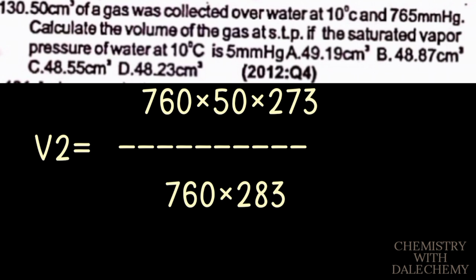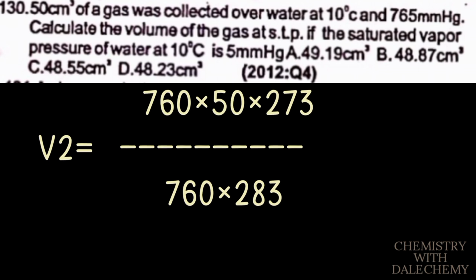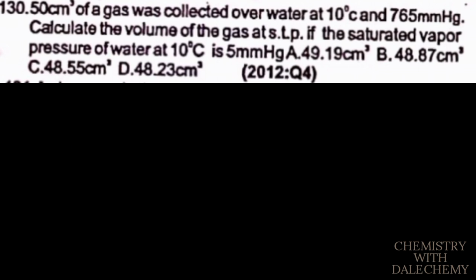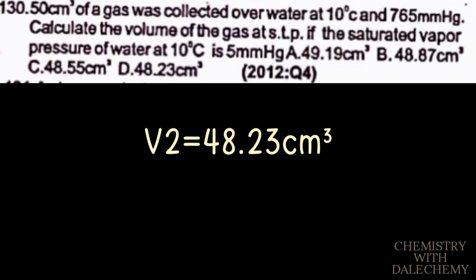So when you press this in your calculator, you get 760 multiplied by 50 multiplied by 273 divided by 760 times 283. That one will be in bracket. Then you get 48.23 as your answer.